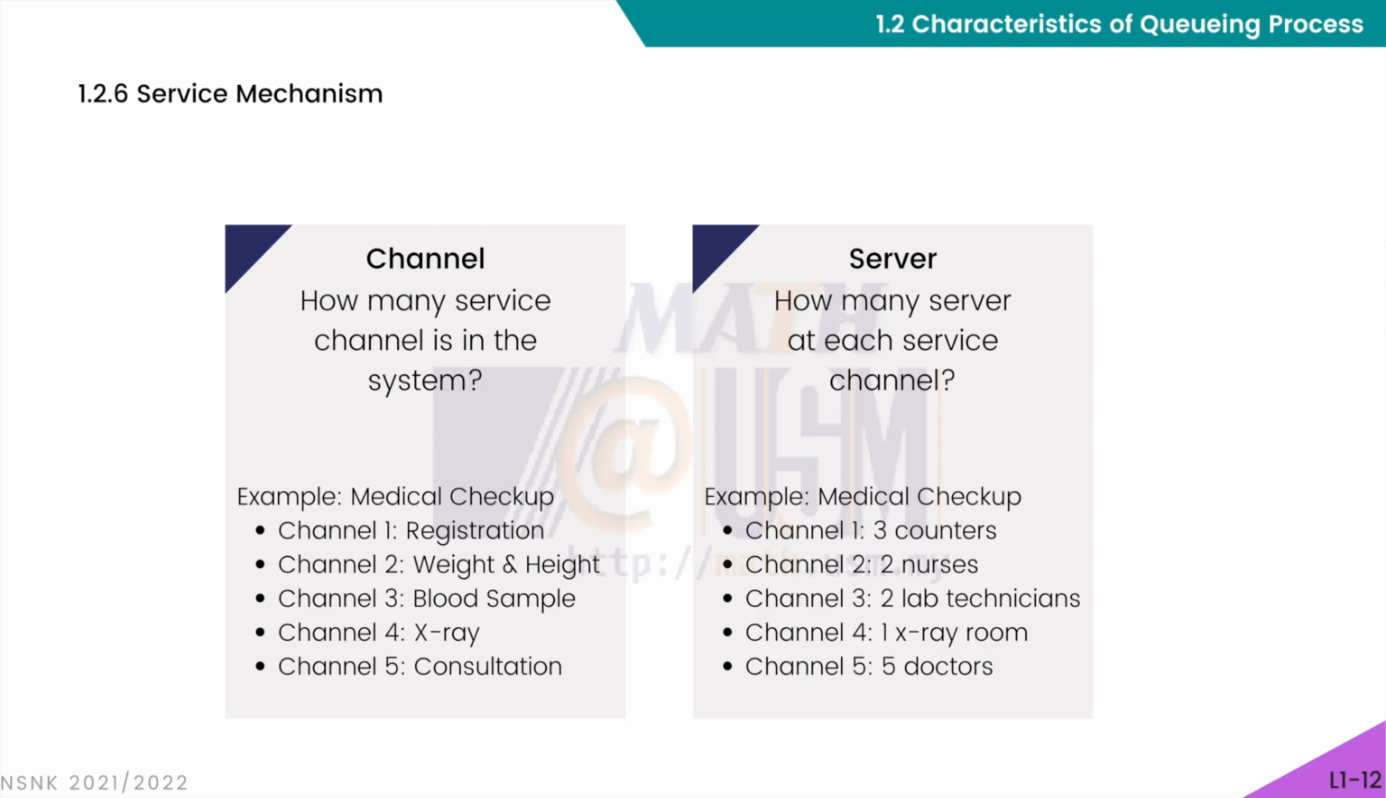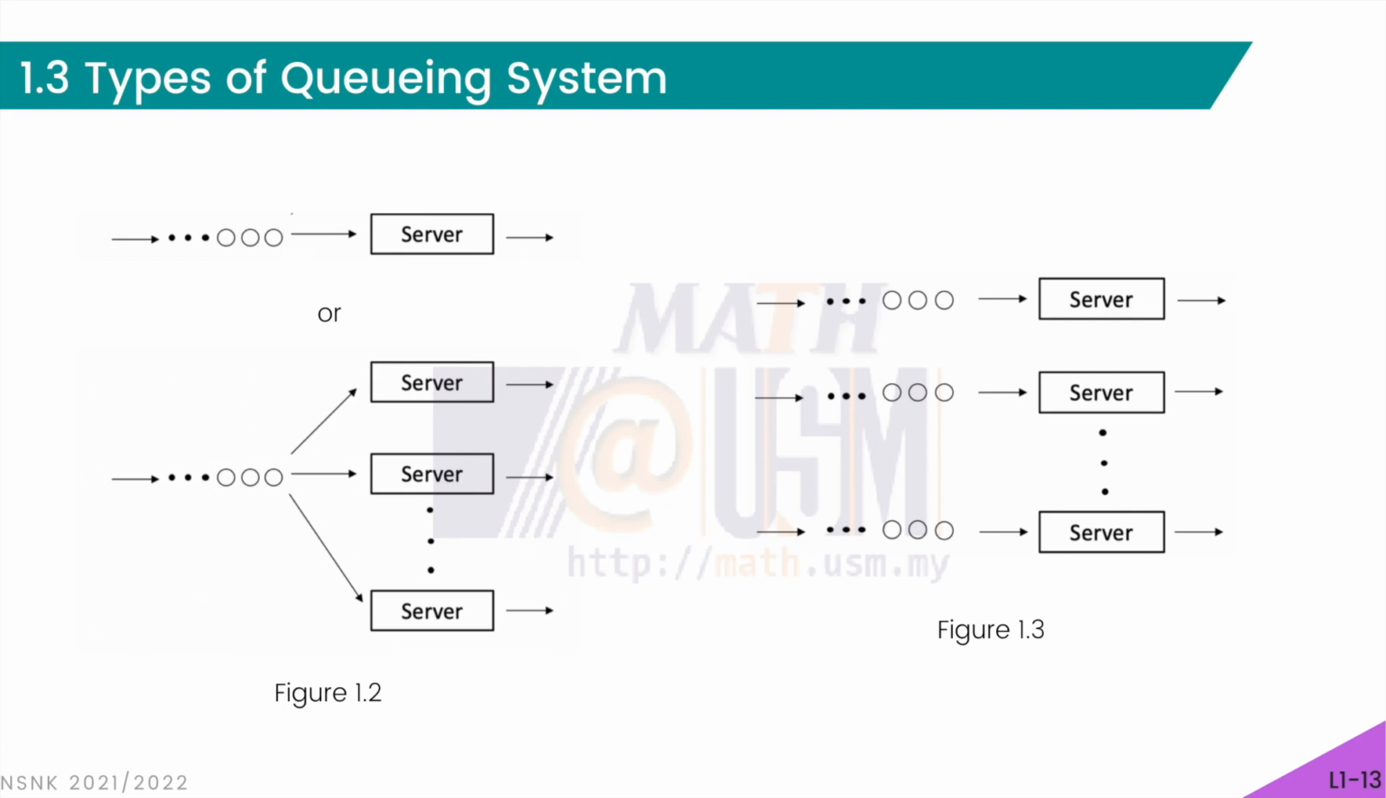Those are the 6 characteristics of the queuing process that differentiate one model from another. Next, we will move on to look at the types of queuing systems. There are several types, and we are going to discuss a few of them. The first one is the elementary queuing system.